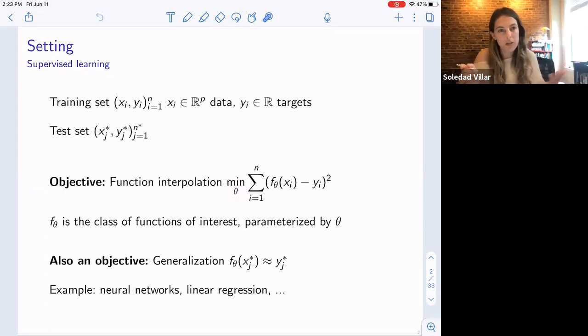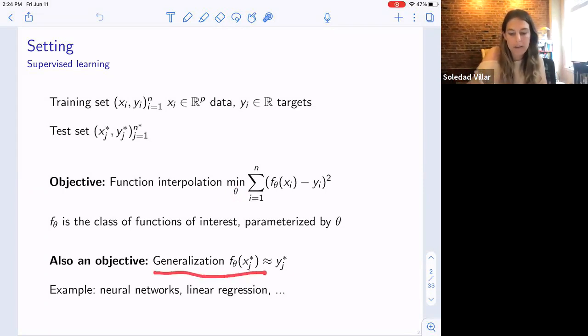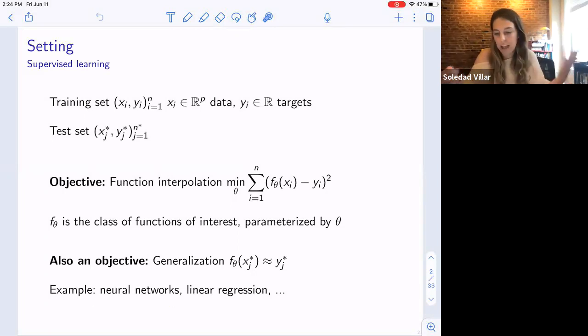But we don't just want to interpolate. We want to be able to generalize to our test set. We want to have something that can predict outside of the data that it has seen. So we also want to have a small generalization error. So when we evaluate our learned function on this test data, we can predict the y's. Examples of the classes of functions that we are going to take into consideration include neural networks and linear regressions, and there are many other classes of functions that we can think of. This is a general setup.